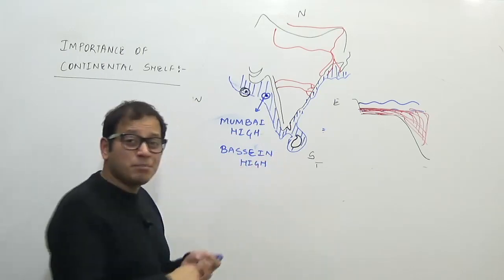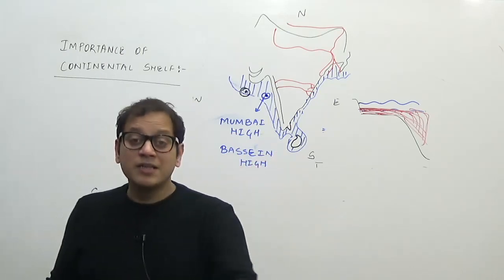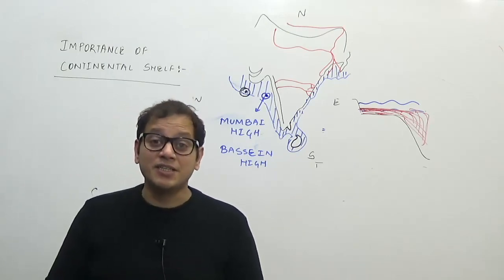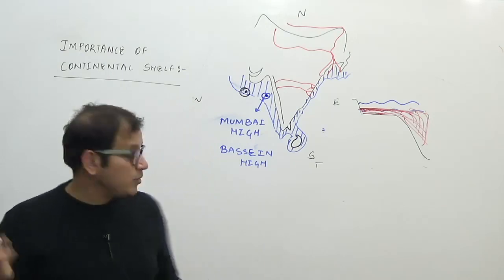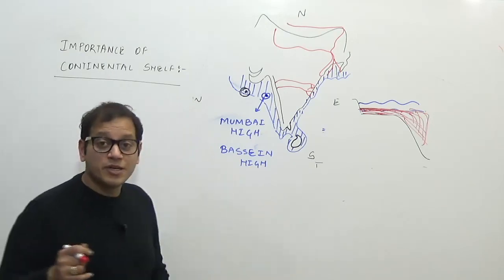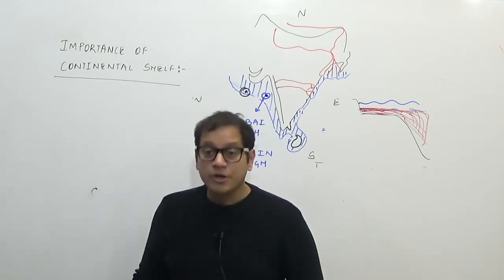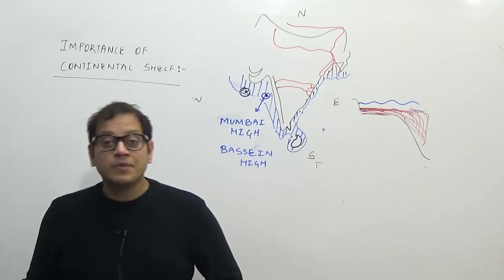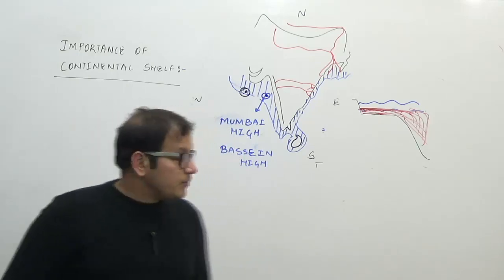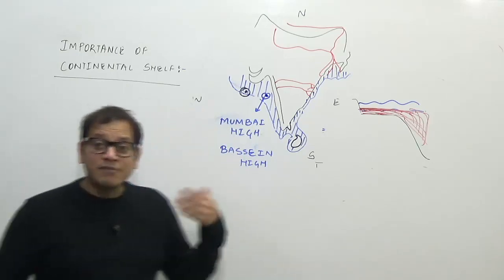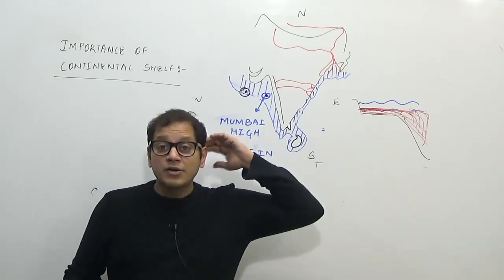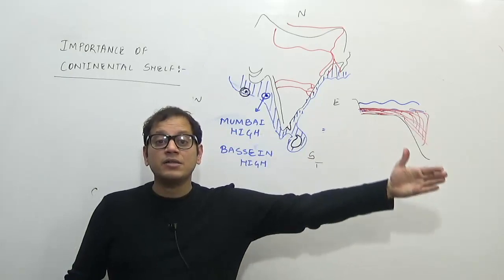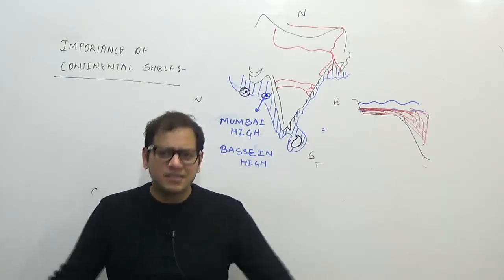Where you will learn Basin High, you will learn the word Basin again in history, the Treaty of Basin between the Marathas and the English power. So Basin is important both from a historical point of view and a geographical point of view. Now, why the word high in Basin High and Mumbai High? Because they are deep inside the sea. They are not on the land, they are offshore producing centers, therefore high.